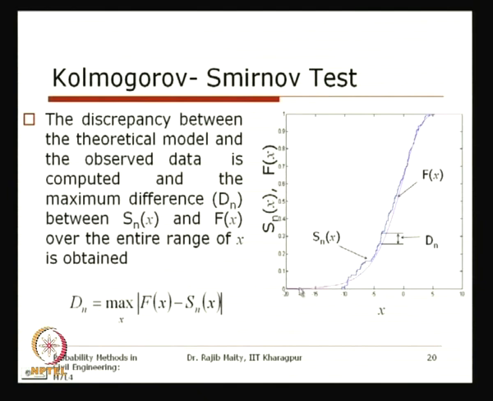So, what is the maximum difference? This blue line, obviously as we go towards the left, is 0, and as it ends towards the right, it equals 1. And so, over this entire range we have to pick up the maximum difference.